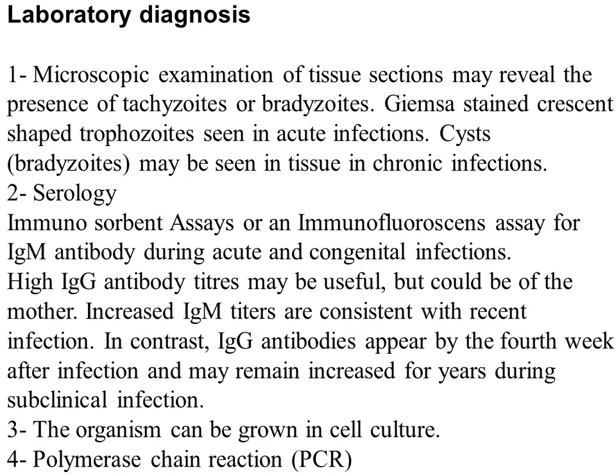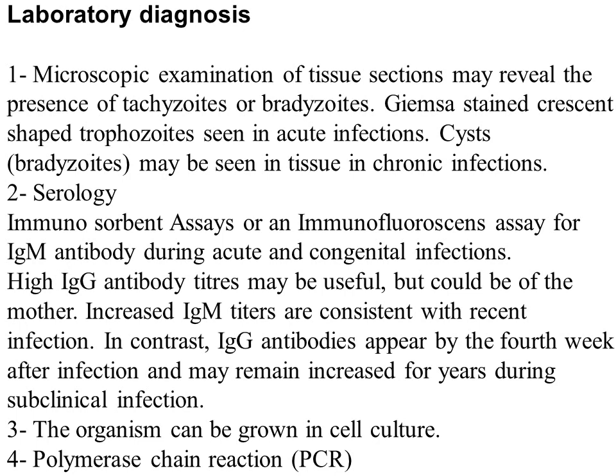Laboratory diagnosis. Toxoplasma gondii can be detected by microscopic examination of tissue sections that may reveal the presence of tachyzoites or bradyzoites. With Giemsa stain, crescent-shaped trophozoites can be seen in acute infection, while cysts containing bradyzoites may be seen in tissue with chronic infection.